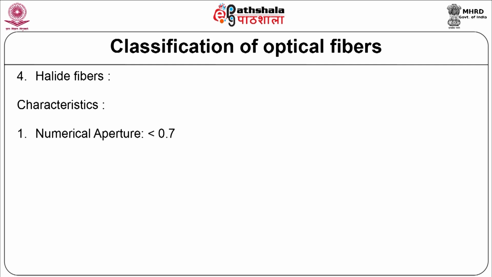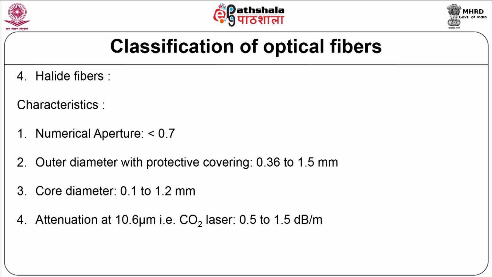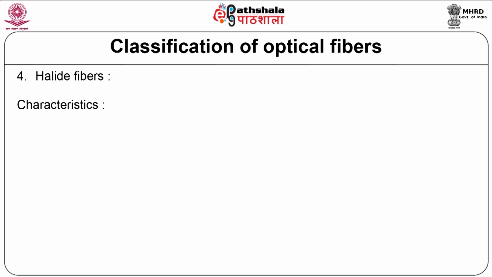Characteristics are numerical aperture less than 0.7. Outer diameter with protective covering is 0.36 to 1.5 mm. Core diameter 0.1 to 1.2 mm. Attenuation at 10.6 micrometer, that is CO2 laser, is 0.5 to 1.5 dB per meter. Attenuation at 5 to 6 micrometer, that is CO laser, less than 2 dB. Usable wavelength range is 3 to 15 micrometer.